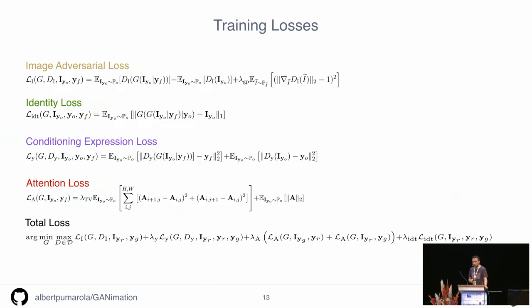So this is how our loss looks. It's just too dense to go into detail here, so I'll try to explain it in a more graphical way, but if you have any doubts or comments, you can come later to the poster session.